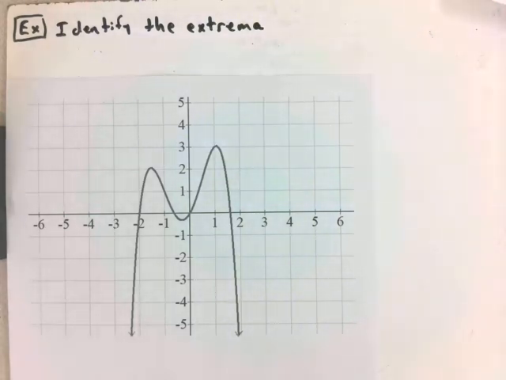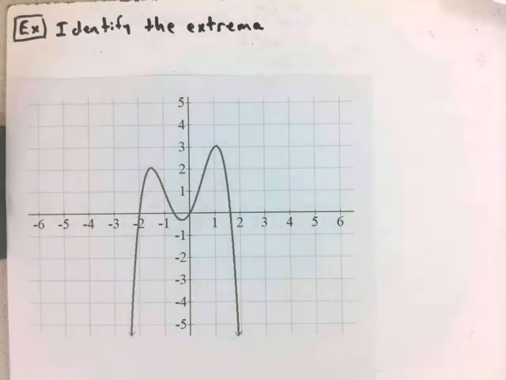For this example, we're going to identify the extrema. That's kind of a fancy word. It basically means extreme values. And for our graph, our extreme values essentially mean the maximum and the minimum values. So extrema is a singular word that describes all of those things, maximums and minimums.